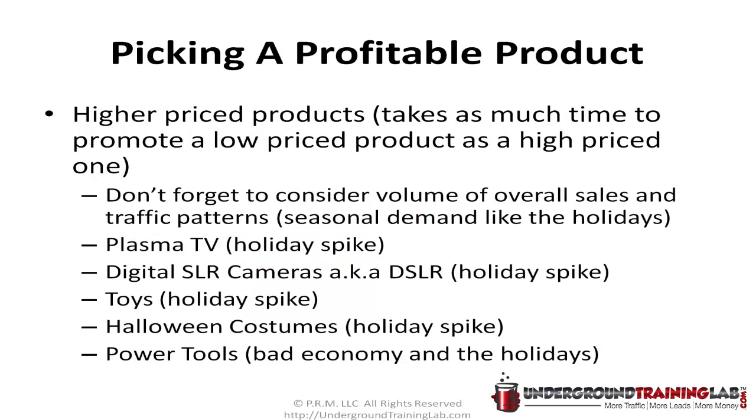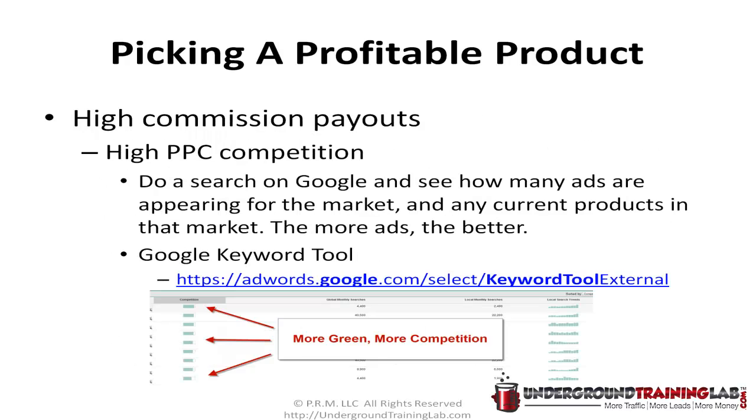Also, we talked about higher priced products. It takes as much time to build a website to promote a low price product as a high price product, but there are certain considerations. Don't forget to consider the volume of overall sales and the traffic patterns. Things like seasonal demands during the holidays could influence your decisions. Plasma TVs have holiday spikes. Digital cameras: 40% of all cameras are sold during the last 2 months of the year during the holiday selling season. Also, we know that the majority of toys are sold during the holiday selling season as well. And we've seen spikes in holiday costumes, for Halloween costumes, and also for power tools.